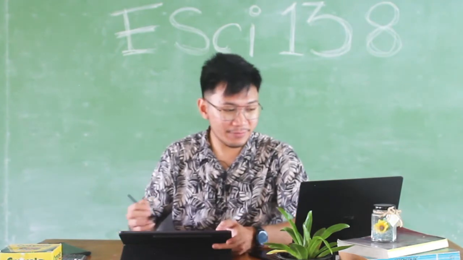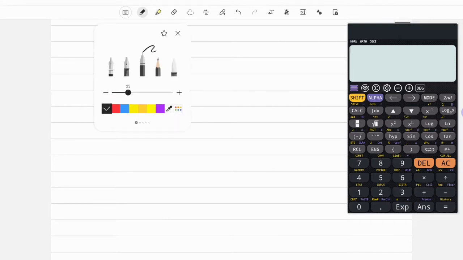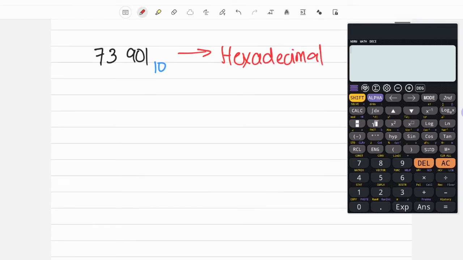Understood? Let's proceed from decimal into hexadecimal. Let's do this. Let's convert 73,901, which is base 10, into hexadecimal.